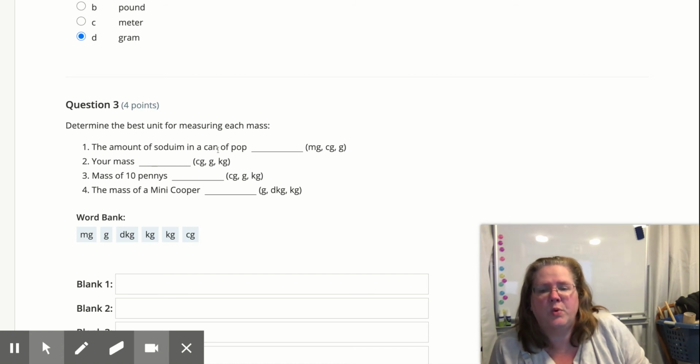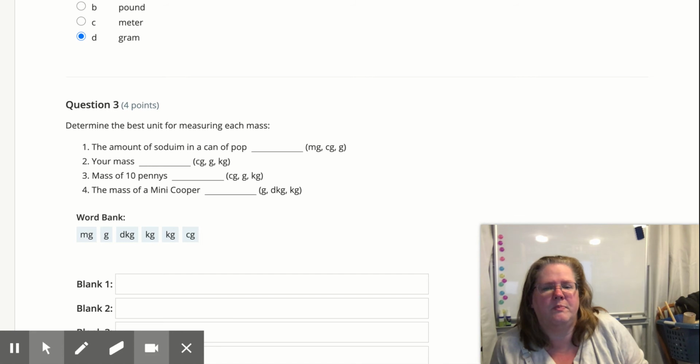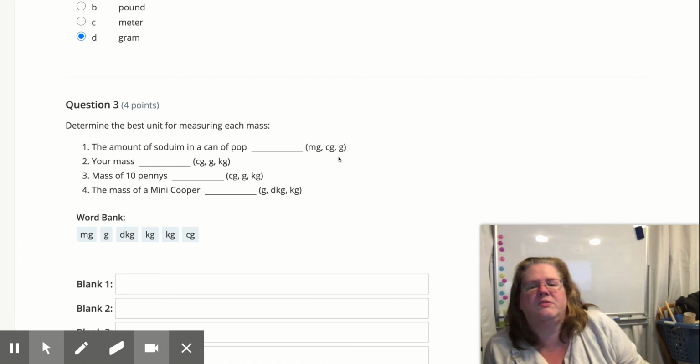The amount of sodium. So how much salt is in a can of pop? Well, we've got milligrams, which are small. Centigrams, think of that as like the dime size. A penny is to a milligram as a dime is to the centigram, which actually is kind of how it goes because it's base 10. And there's 1,000 milligrams in a gram. There are 10 milligrams in a centigram. And the one that's not in there, a decigram, there's 100 of those.